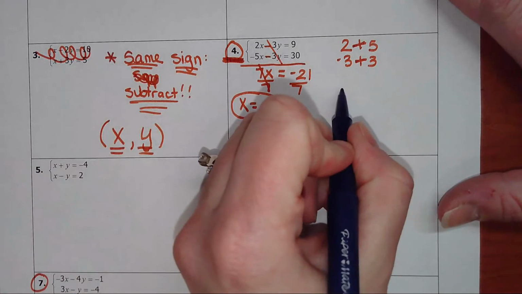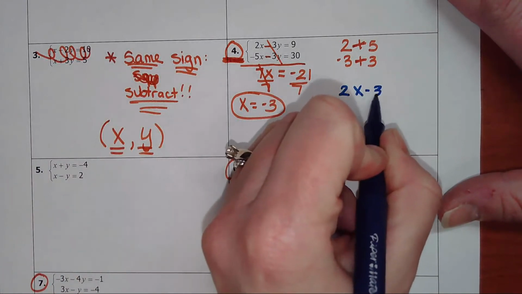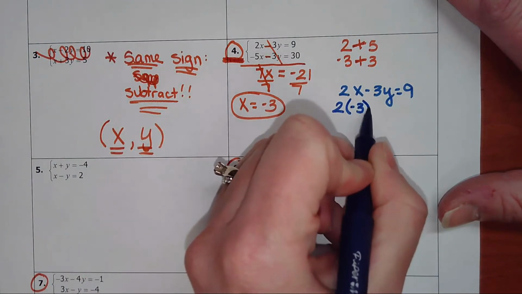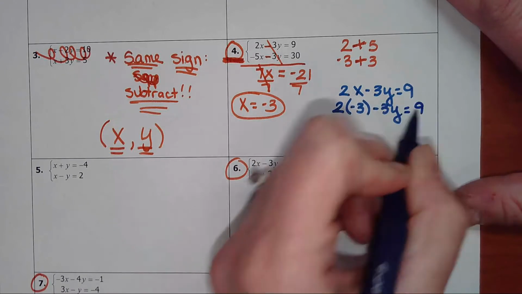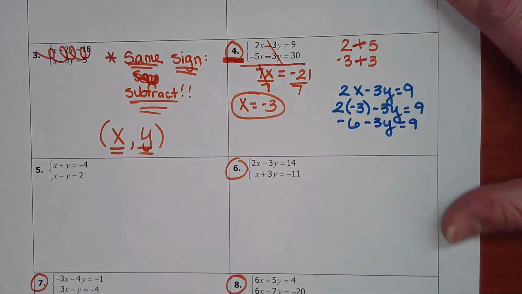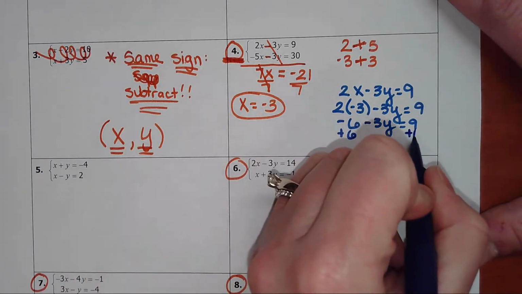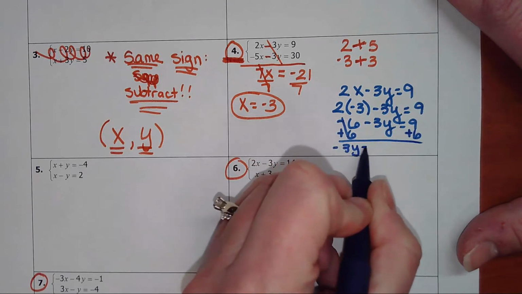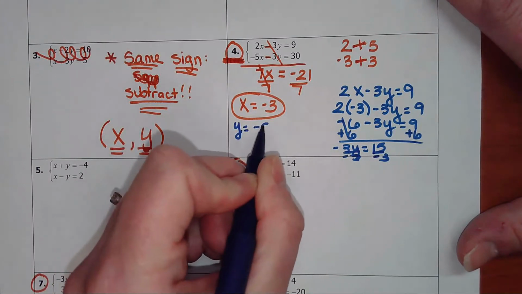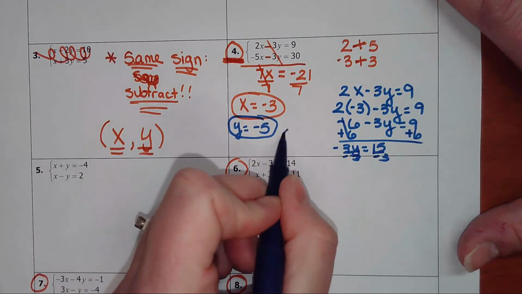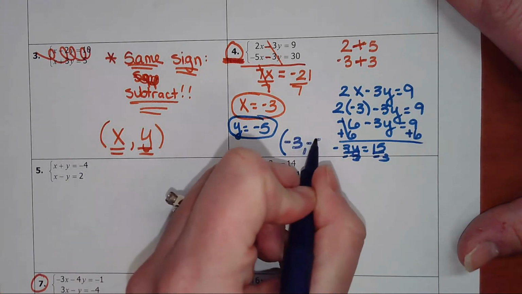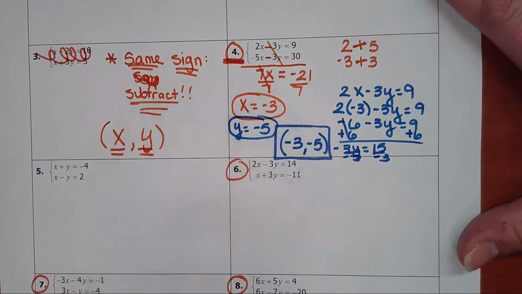Let's plug it into the top one. The top equation says 2x minus 3y equals 9. So I'm going to take the x and plug it in there. So I do 2 times -3 minus 3y equals 9. 2 times -3 is -6. And then you just have to solve your equation here. So add 6, -3y equals 15. Divide by -3, and you get y to equal -5, which is great. So your final solution is always going to be x, comma, y, so -3, comma, -5. That is your solution to the system.